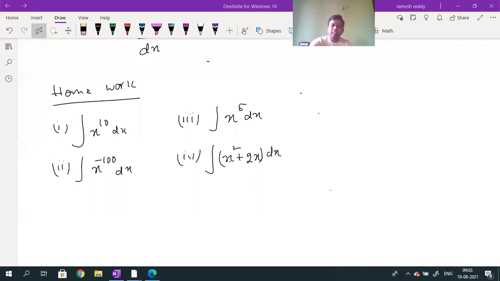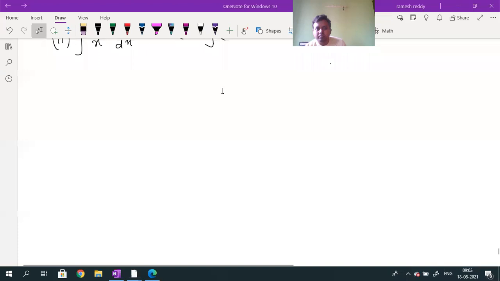Okay then. Yesterday's homework questions are solved. Yesterday we discussed integration. The questions are solved now. So I will take one more example for solving this integration. For example, one more example problem I will take.